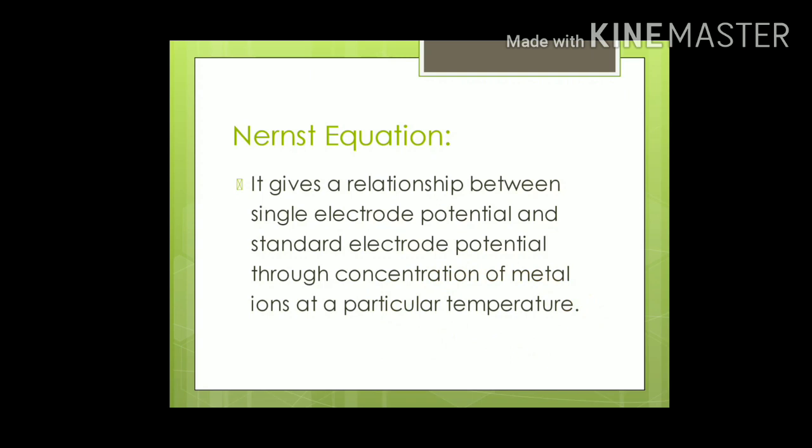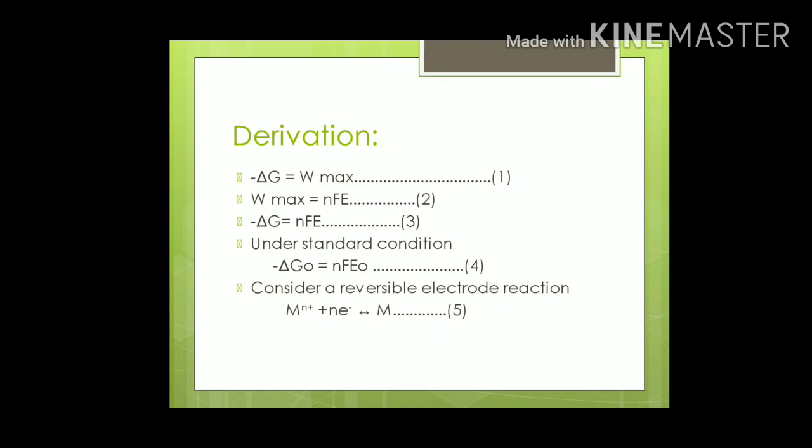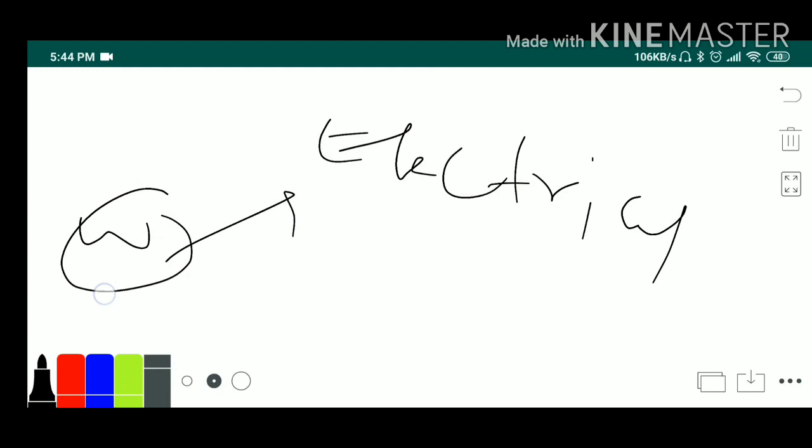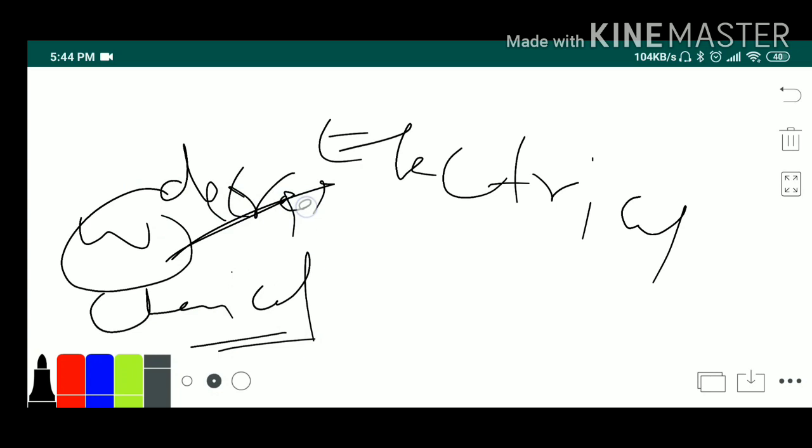Let's go to the derivation. See, it is very simple. Delta G is work done, already I have told you, which is work max, the maximum work done, which is equal to N F E. But here minus, why minus? Because the work is being done by the system, and when work is done by the system it is taken as minus. This chemical energy is decreasing when it is transferred to electrical energy. That's why we have to take negative.